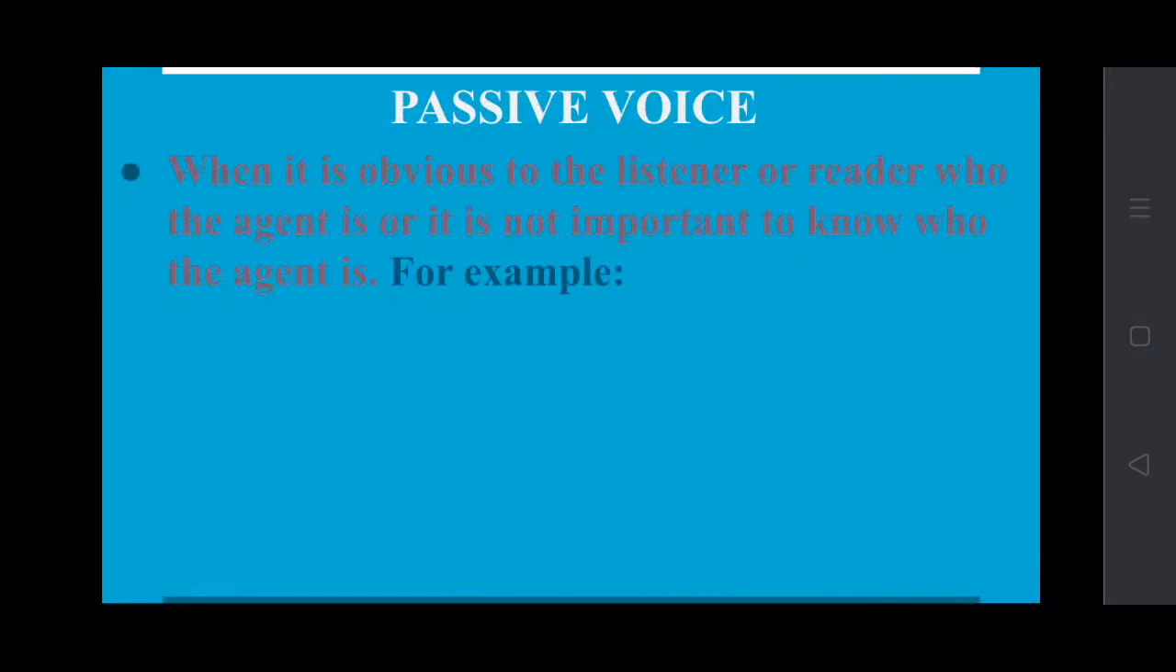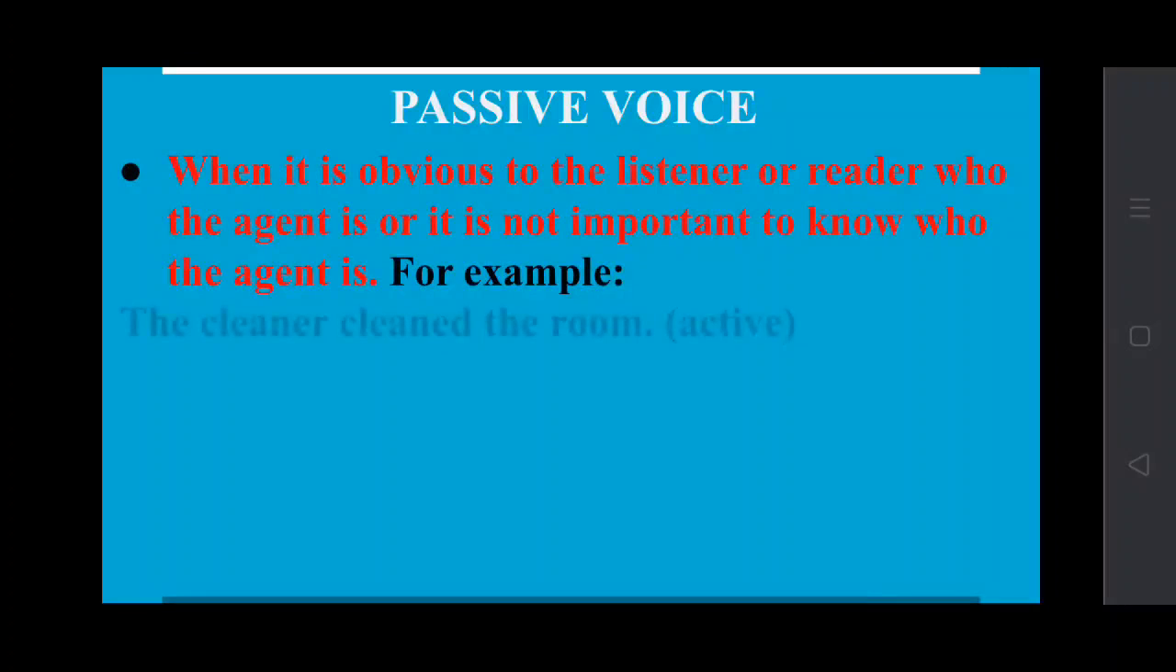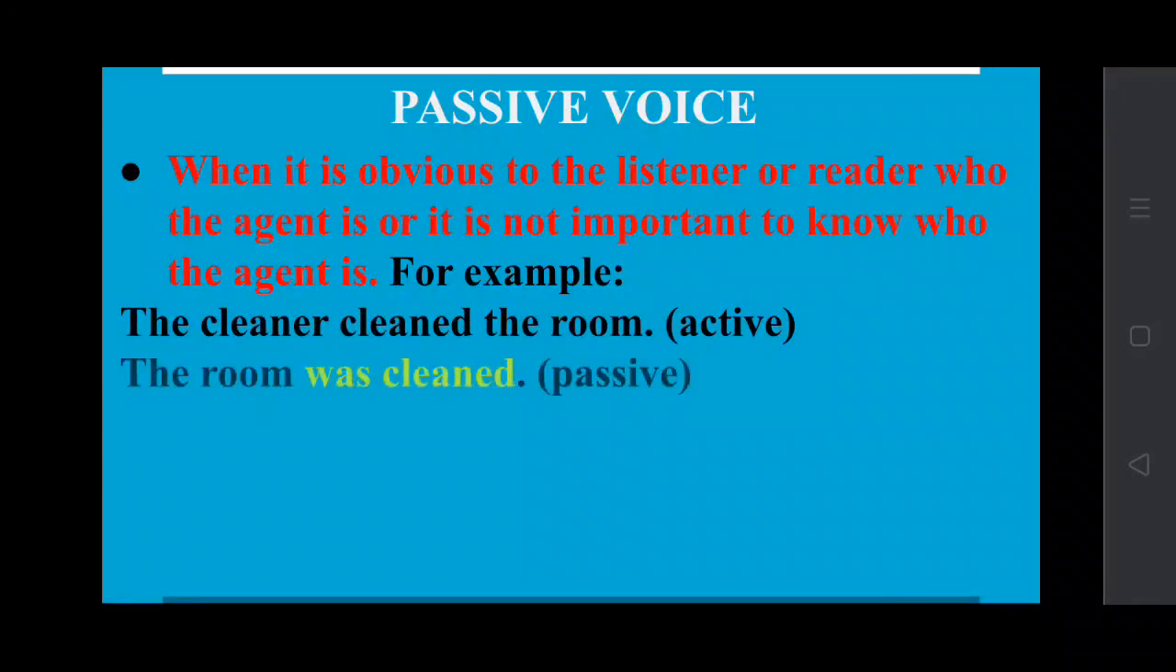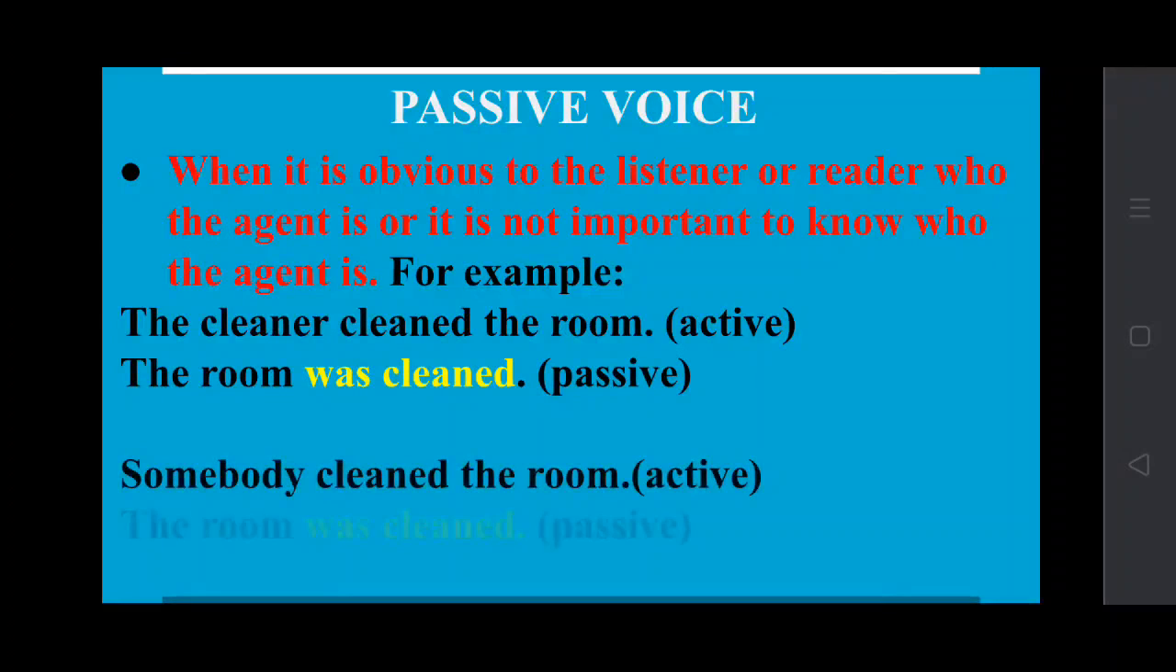Next situation is when it is obvious to the listener or reader who the agent is, or it is not important to know who the agent is. So, in both cases, when the agent is not important or it is obvious who the agent is, we know about it. Like the cleaner cleaned the room. So it can be written as the room was cleaned.